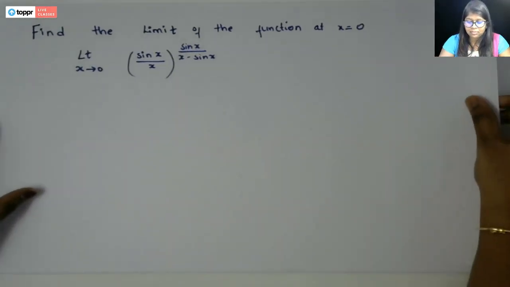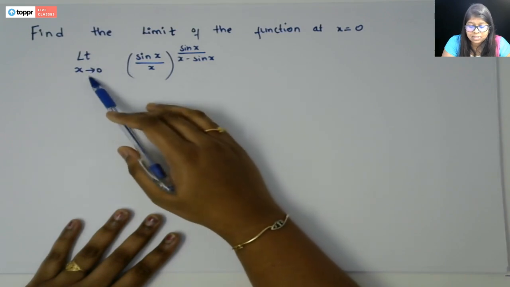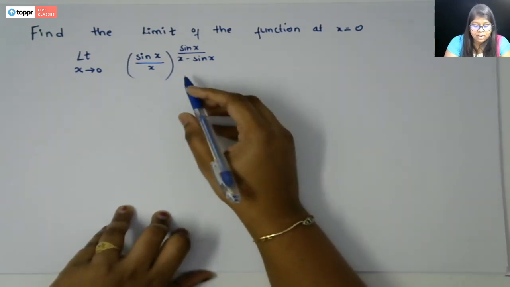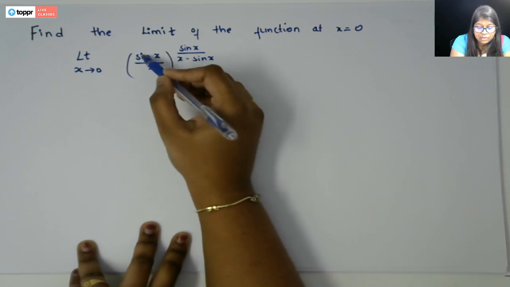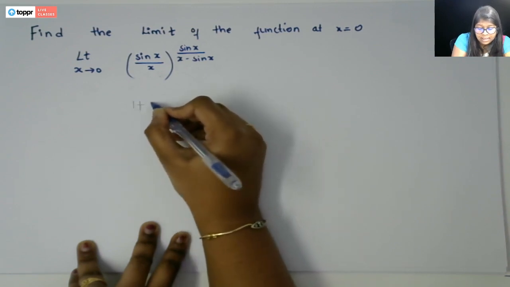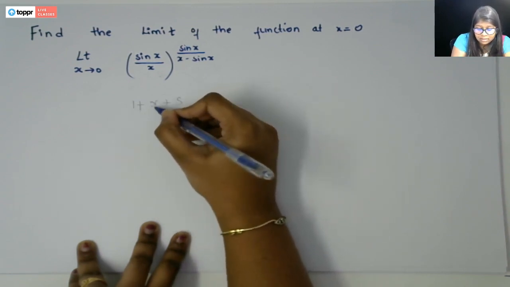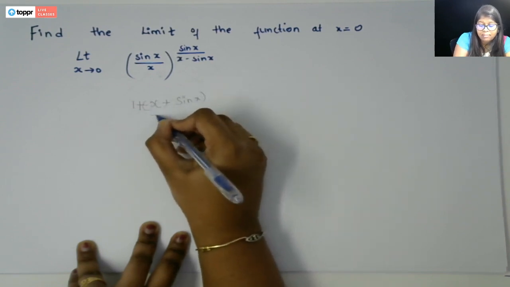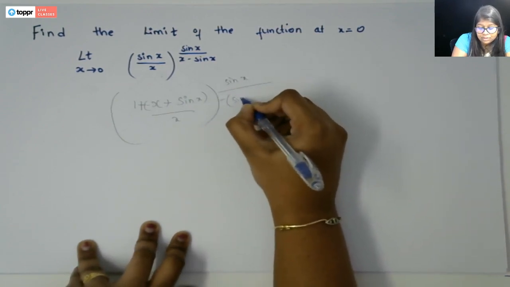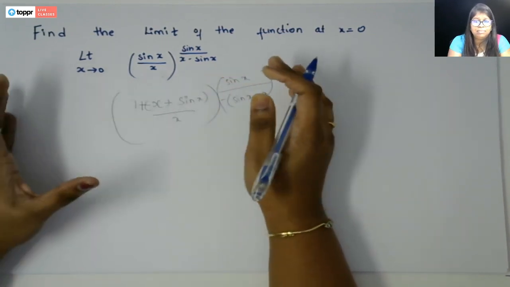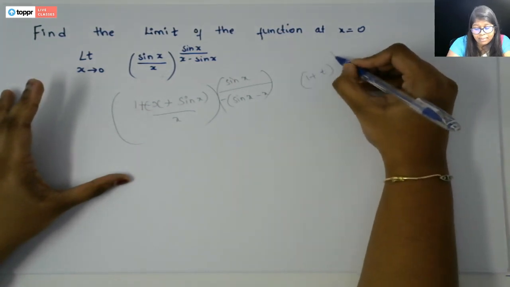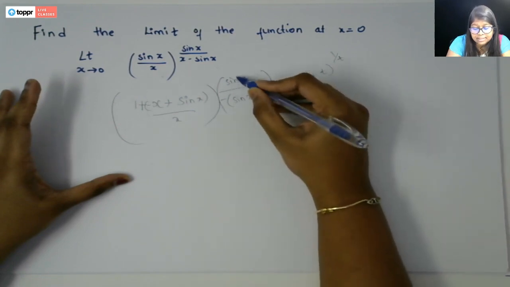The limit as x tends to 0 of (sin x by x) to the power of 1 by (x minus sin x) is what we are trying to find out. First, for limit x tends to 0, we try to simplify it. We are just trying to make it simpler. We are trying to bring it into the form of (1 plus t) whole power 1 by t.